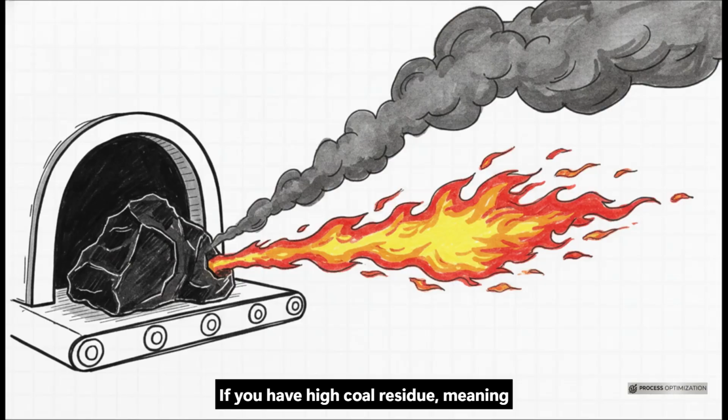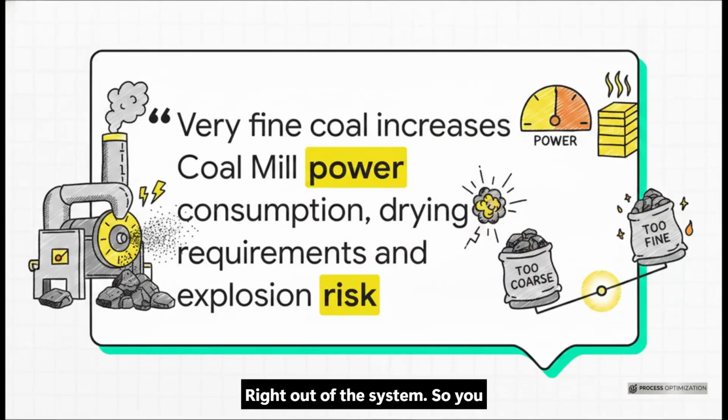If you have high coal residue, meaning coarse coal particles, they take way too long to heat up and burn. This causes unnecessarily long flames, chaotic temperature fluctuations in the kiln, and dangerous spikes in carbon monoxide. You're basically just blowing unburnt carbon and a ton of wasted energy right out of the system. So you might be sitting there thinking, let's just grind the coal to absolute dust then, right?